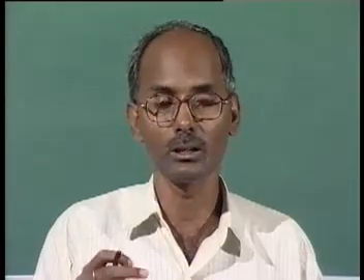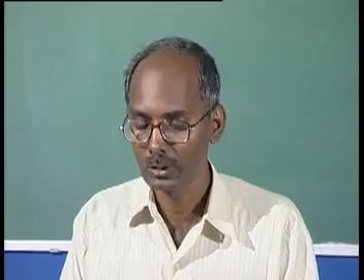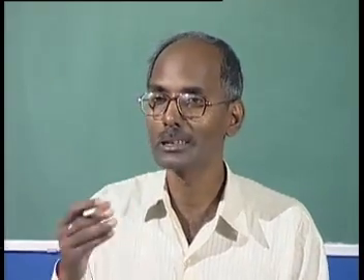So our criterion and concern here is that we have to use some reset type of controller so that the change in error, the static error, is maintained at 0. So we use the integral controller. Only the integral type of controller is used because it reduces the error. Our criterion is to reduce the error, and then we decide the gain, etc., so that the closed loop system is stable.